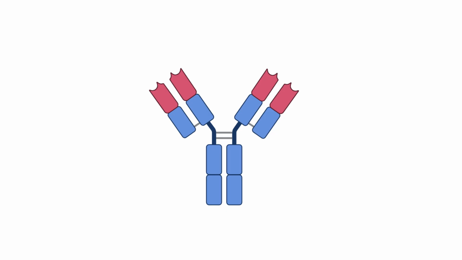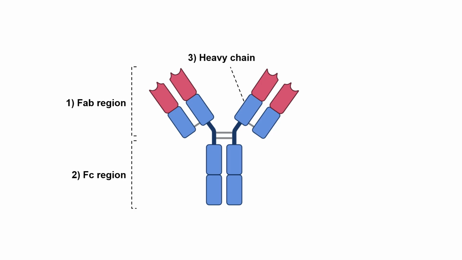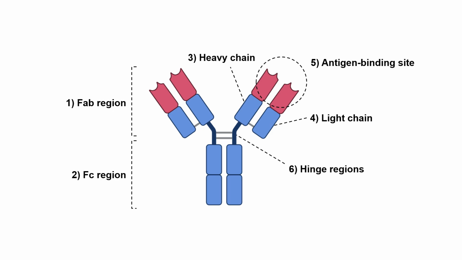If you look at the antibody structure, upper part is FAB, fragment antigen binding, and lower part is FC, the fragment of a constant region or crystallizable region. Also, antibody has two heavy chains and two light chains, and antigen binding site is on top, and hinge region is connecting the two strands of a heavy chain.